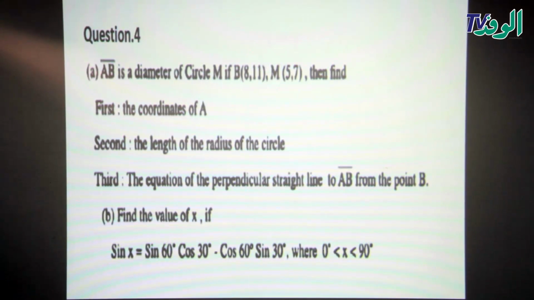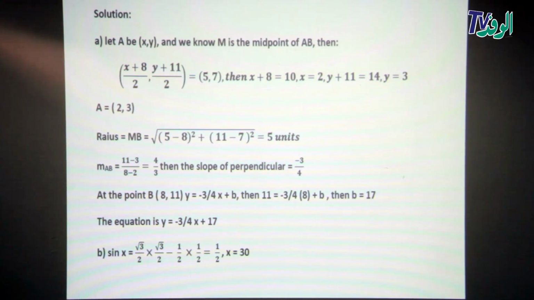Let's start question number 4. AB is diameter of a circle M, if B is 8, 11 and M 5, 7. Number 1. First, the coordinates of the point A. طيب حبايبي من شوية كنا بنحل سؤال في المالتيبل choices وكان مدينا ان AB diameter وقلنا ان السنتر هو the midpoint of diameter. مظبوط؟ According to this احنا هنعتبر ان السنتر مش عندي اللي هو 5 7. هنقول ان let A be x y and we know that the center M is the midpoint of AB.